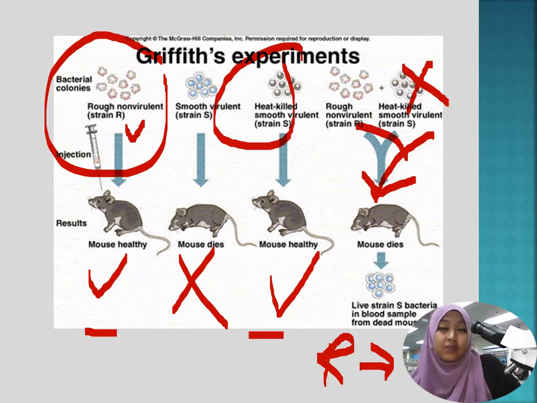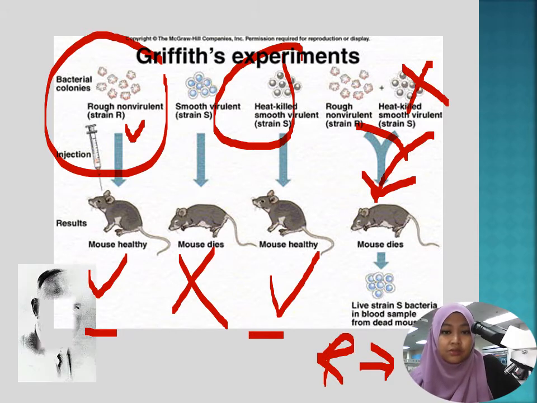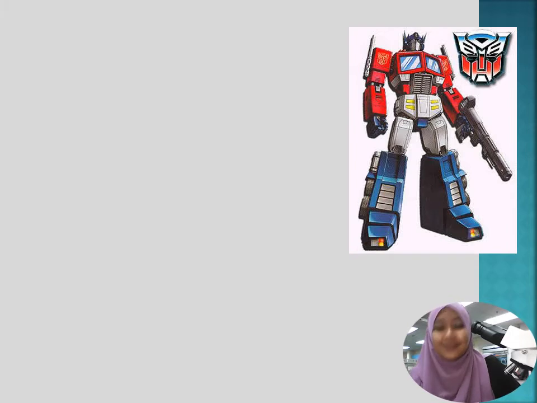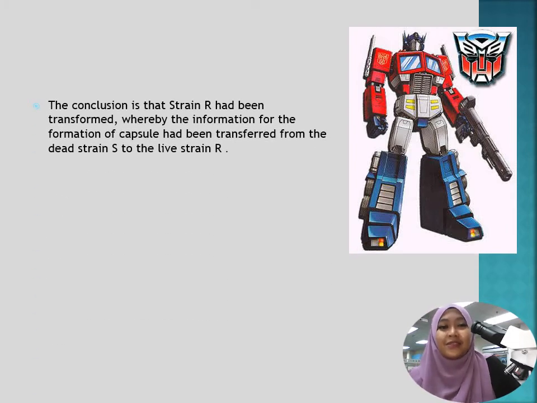So this is quite shocking to Griffith. So they just ask, what happened here? Okay, so at the end of this one, the conclusion is that strain R has been transformed. Something was transferred from strain S to strain R.